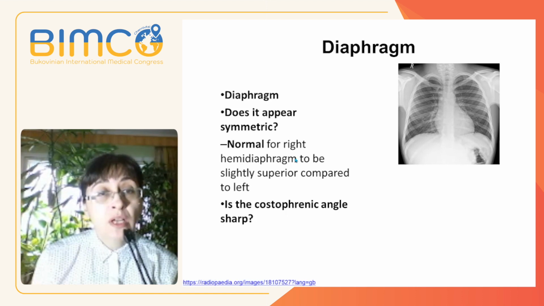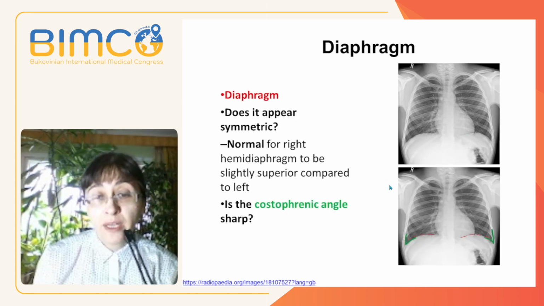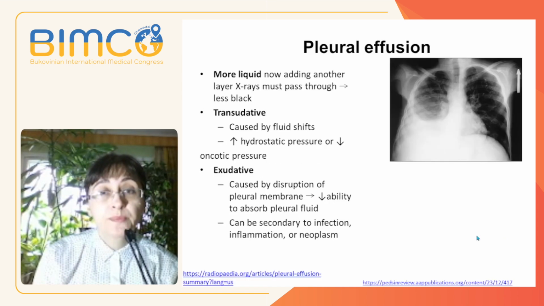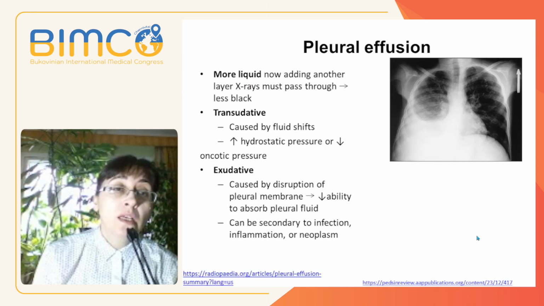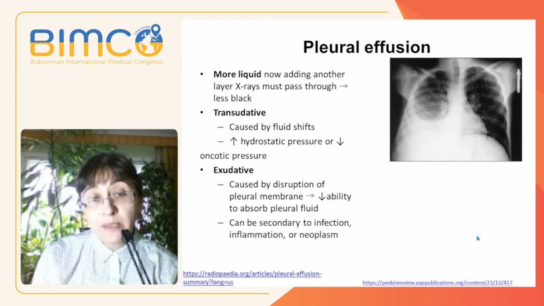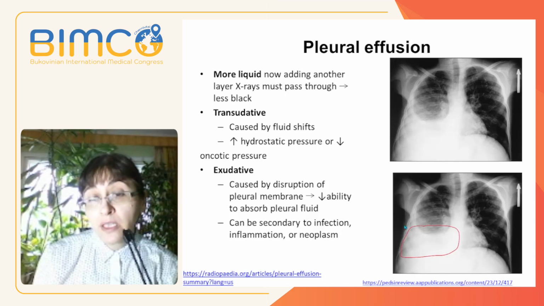Suspecting pneumonia, you also have to pay attention to the diaphragms. Do they appear symmetric? It is normal for the right hemidiaphragm to be slightly superior compared to the left. And what about the costophrenic angles? Are they sharp? If they are not sharp, you may suspect the presence of pleural effusion. Pleural effusion is transudate or exudate present in the pleural space, and in this case we may observe right-sided pleural effusion in the chest X-ray.